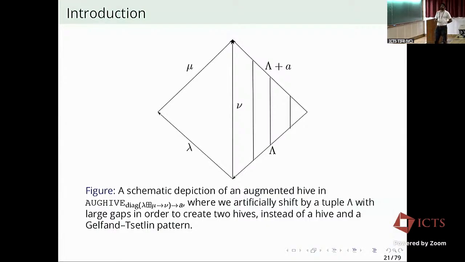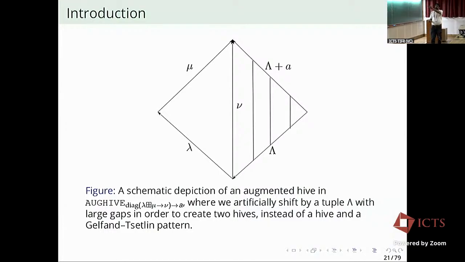So one can say the following now about these augmented hives. If you take the boundary lambda here, boundary mu here, take some large gaps lambda compared to lambda and mu, and this A is a free parameter, it can be anything. And now you fill in this augmented hive by filling a hive here and a Gelfand-Zeppelin pattern in the form of a hive here at random.